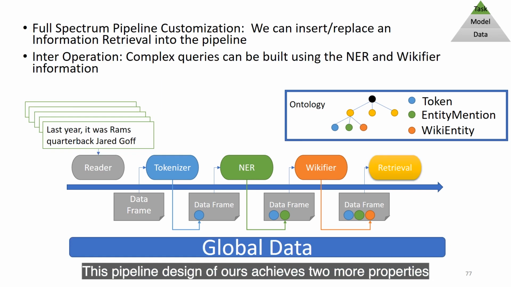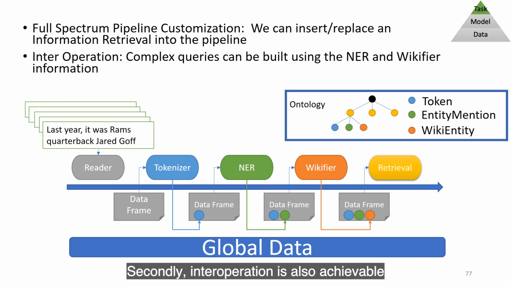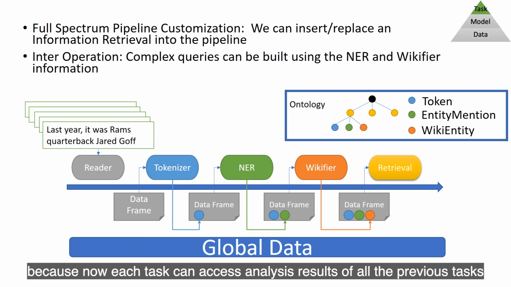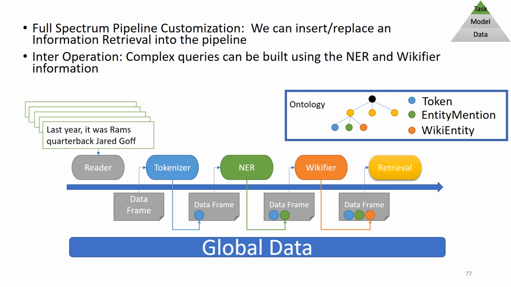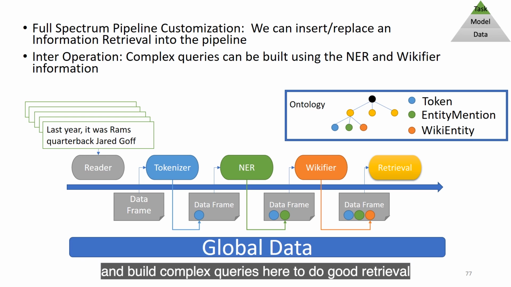Let's make sure input and output steps are standardized. This pipeline design helps us achieve two more properties. First is customization. You can now easily insert or replace a task processor from or to the pipeline. Secondly, interoperation is also achievable because now each task can access the analysis results of all the previous tasks. For example, information retrieval engine at the very end can see all the name entities, the tokens, and wiki entities. You can build complex queries here to do good retrieval.